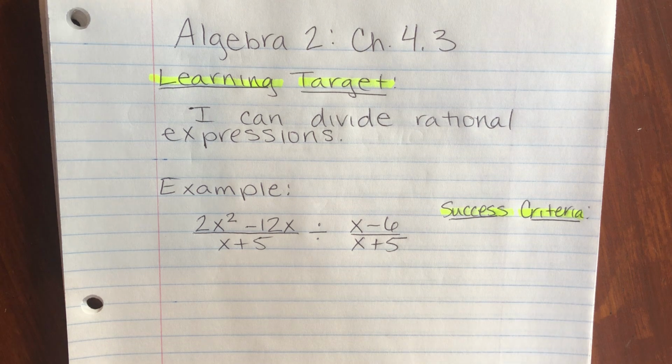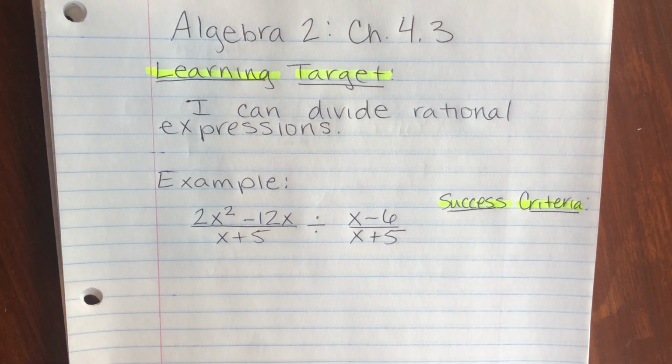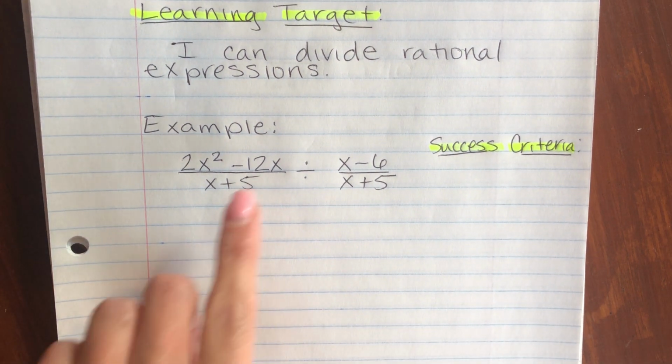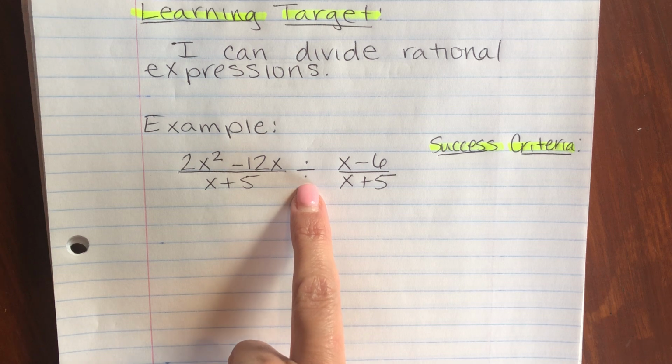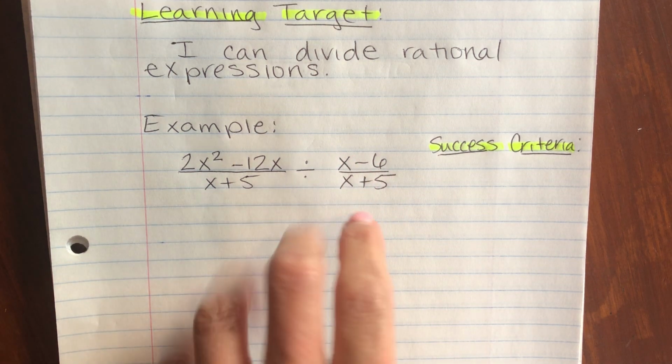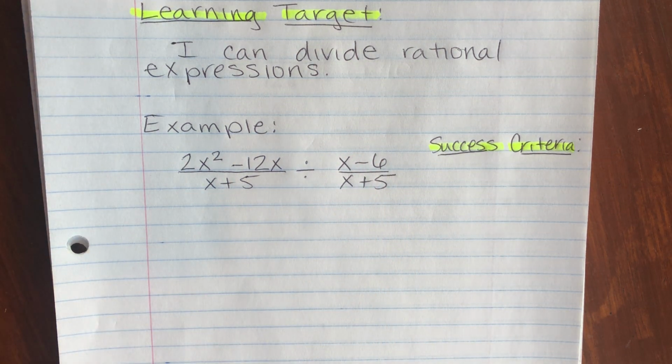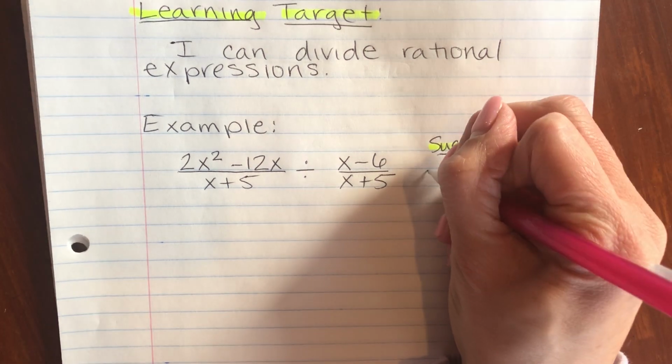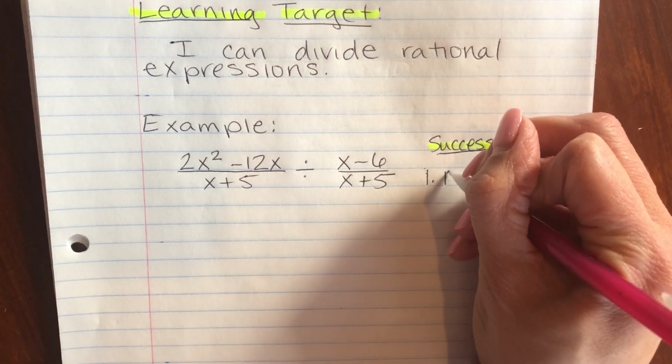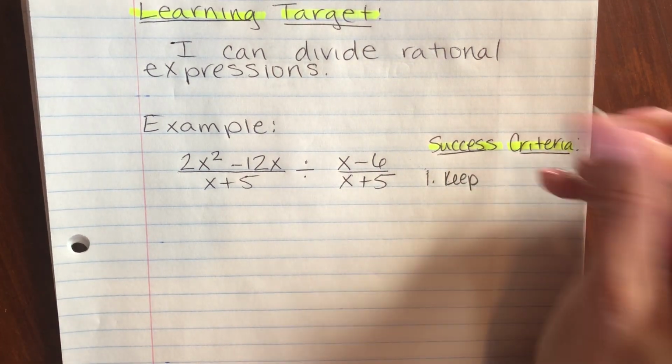All right, let's look at this first example. I have two rational expressions there, and we are dividing them. Now, think back to when you learned how to divide fractions. You might have learned the expression keep, change, flip. So that's our first step, and I'll show you what that means if you're not familiar with it.